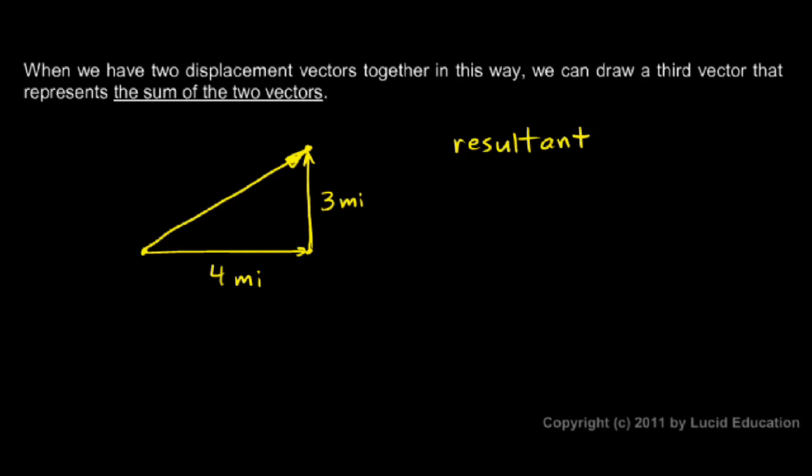Now, the other important concept to note here is that the resultant vector, let's go ahead and label it. Let's call it R for resultant. The resultant vector is equivalent to the original two vectors together. In other words, if I hike 4 miles to the east and then hike 3 miles north, the end result, getting me to this point, is the same as if I had hiked this far in this direction. So the resultant by itself would be equivalent to the two original vectors added together.